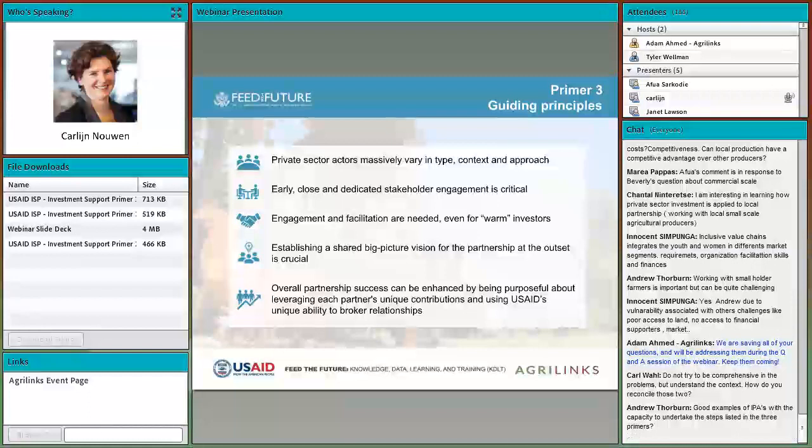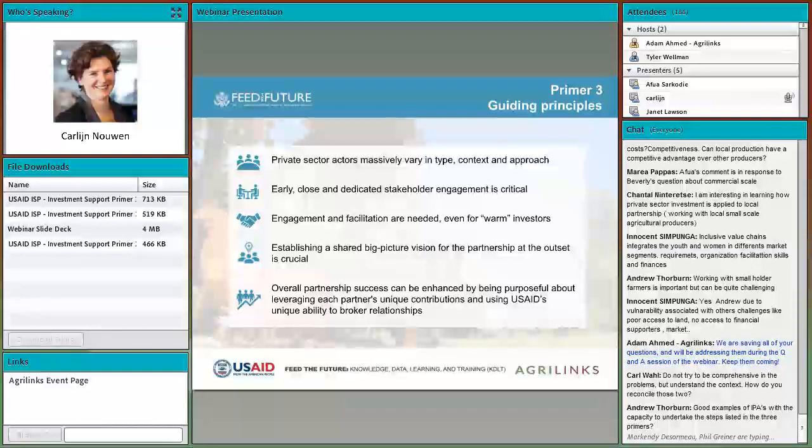So the last slide on the primers I wanted to share with you are the guiding principles on this particular primer that you see on this page here. First one, it's important to recognize that private sector actors massively vary in type, context, and approach. And it is important that you approach them with an understanding of what they are looking for, with an understanding of the type of decision they're looking to make, because an investor isn't the same thing regardless of focus or location that they're in.